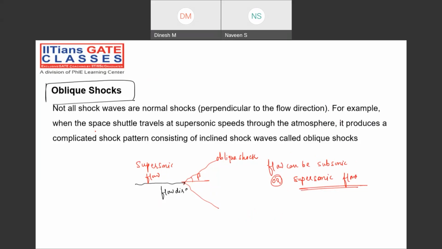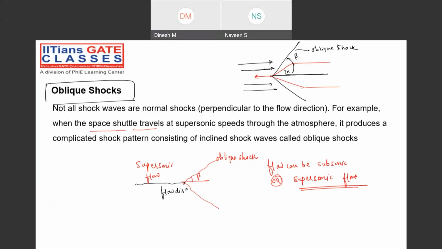What is the example? When the space shuttle travels at a very, very high supersonic speed through the atmosphere, it produces a very complicated shock pattern like this. Suppose the space shuttle is flowing in a particular medium, the atmosphere, and the surrounding air is flowing like this. Because of that, the shock wave will be produced like this. This is the angle alpha, this is the angle what? Beta. Right? So this is the oblique shock, happening at an angle with the flow direction.